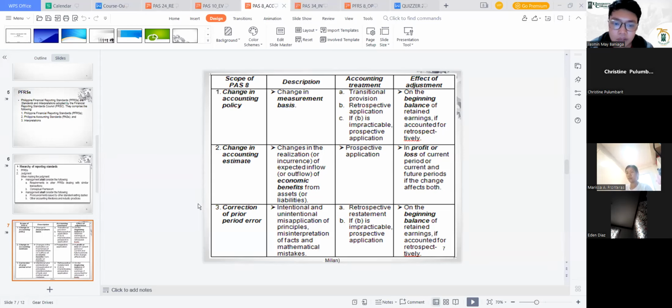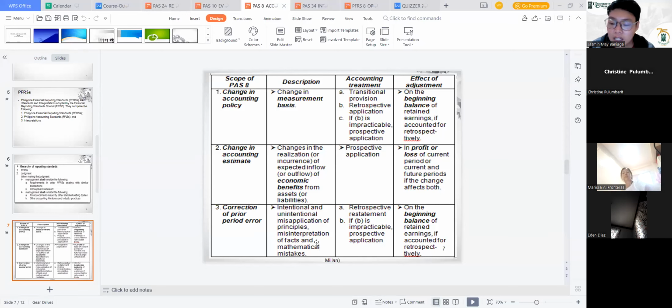And number 3, correction of prior period errors. Intentional man or unintentional misapplication of principles, misinterpretation of facts, or mathematical mistakes, lahat yan na errors. Take note, basta errors, retrospective application of basis. Gaya ng change in accounting policy. Pwede rin ba prospective application? Yes, gaya ng change in accounting policy if it is impractical to do so, to do retrospective application.